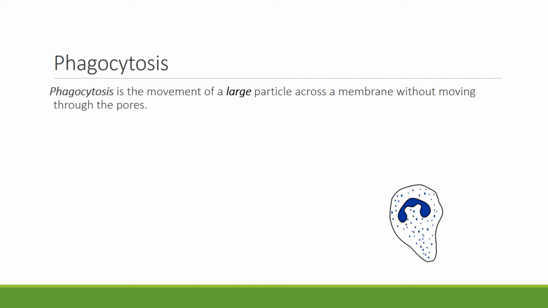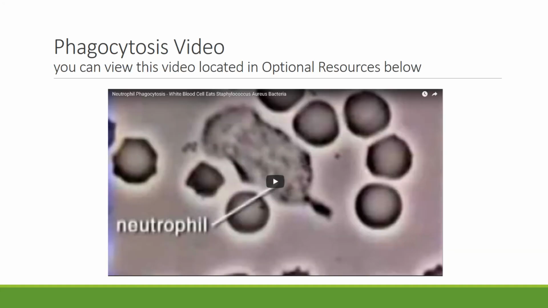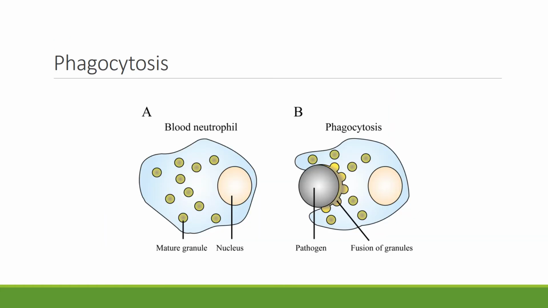Phagocytosis is another way substances can cross a membrane. Phagocytosis is the movement of a large particle across a membrane without moving through the pores or through the holes. It is an active, energy-requiring process. Click on this link to view an animation of phagocytosis occurring. On the following slide, you can watch a video. You can see the process of phagocytosis in the diagram below.